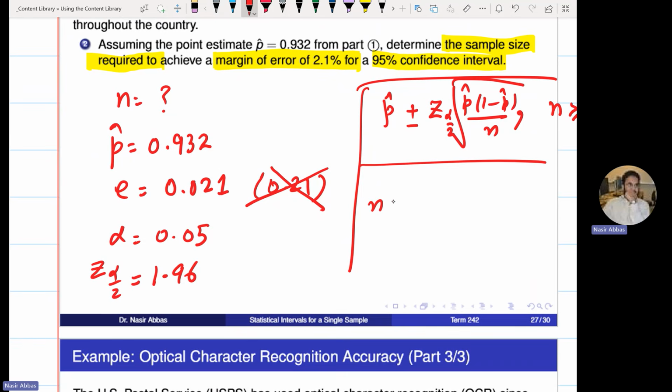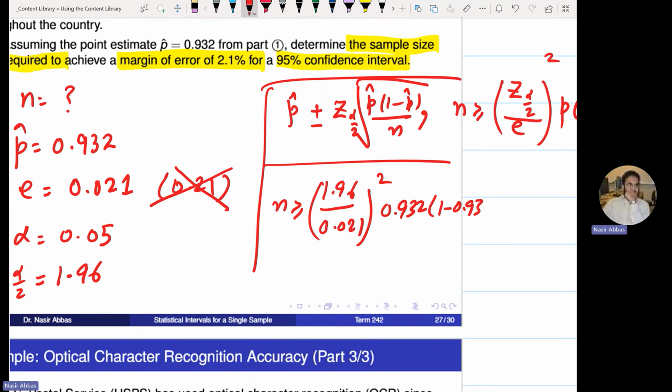When you plug it into the formula, you get N to be greater than or equal to (1.96 divided by 0.021) whole square times 0.932 times 1 minus 0.932. That comes to 552.75. So what should be n in this case? 553. Remember, round it upwards.